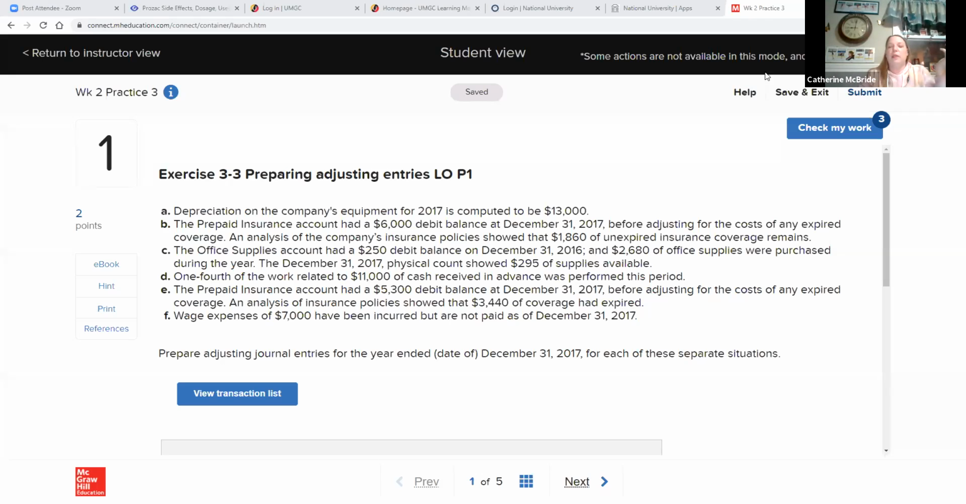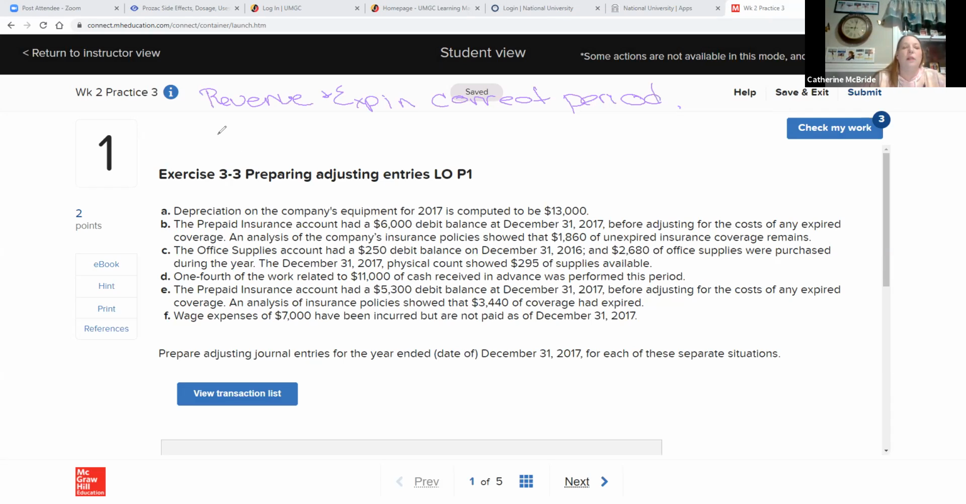So an adjusting entry is a special type of journal entry because the sole purpose of adjusting entries is to put the revenue and the expenses into the correct period. That's the entire reason why you're doing an adjusting entry: you want to put the revenue and expenses in the correct period.